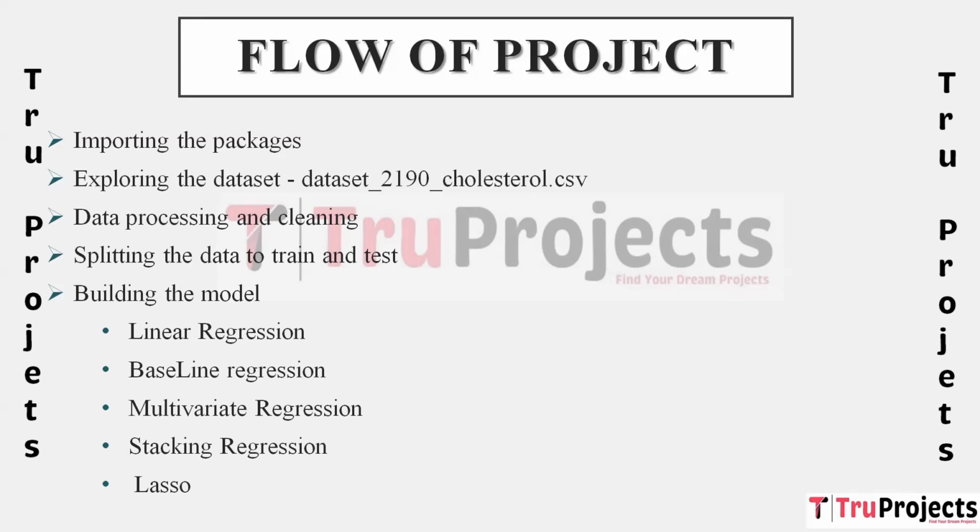Multivariate regression. Multivariate regression extends linear regression to multiple input features, capturing complex relationships between these features and blood glucose levels. Stacking regression. Stacking regression combines predictions from multi-base models to create an ensemble, enhancing prediction accuracy by leveraging diverse model strength. Lasso. Lasso regression is used to perform feature selection, helping identify the most relevant input features for predicting blood glucose levels and reducing overfitting.